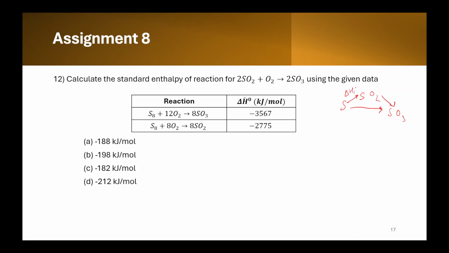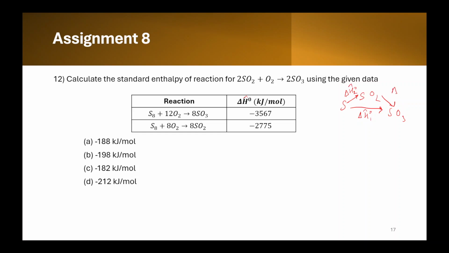Okay. So if we look at this, delta H1, suppose this is delta H2 naught, this is delta H1. This should be kilojoule per mole, okay?